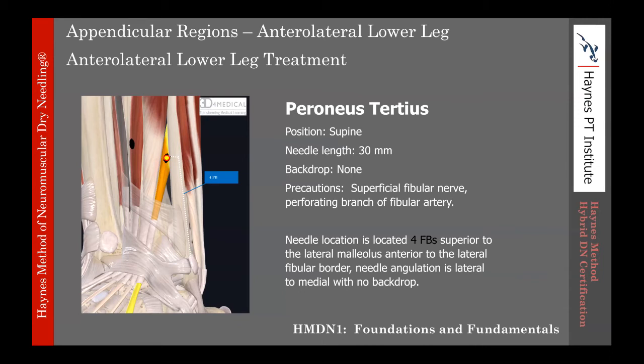And then Peroneus Tertius is going to be fairly similar in its needle placement, maybe just a little bit inferior. It's going to be located 4 finger breadths superior to the lateral malleolus, anterior to the lateral fibular border. The needle angulation here is lateral to medial with no backdrop. I say lateral to medial, away from midline. So technically it's going to be medial to lateral.